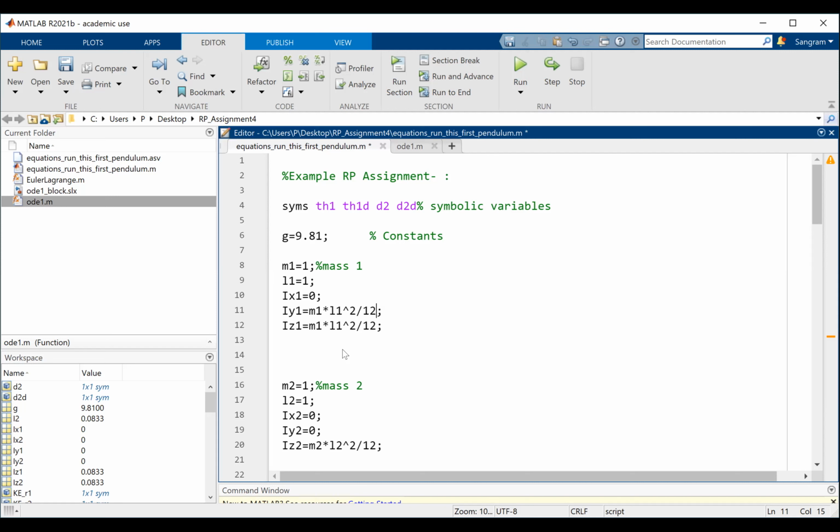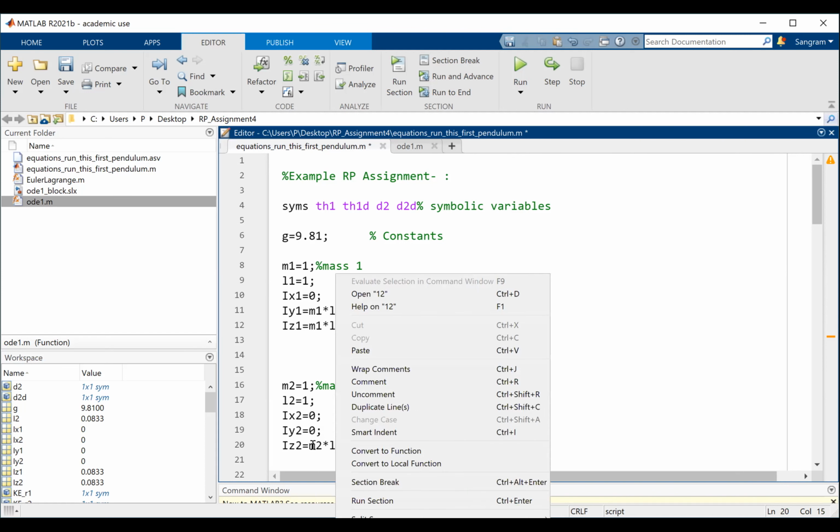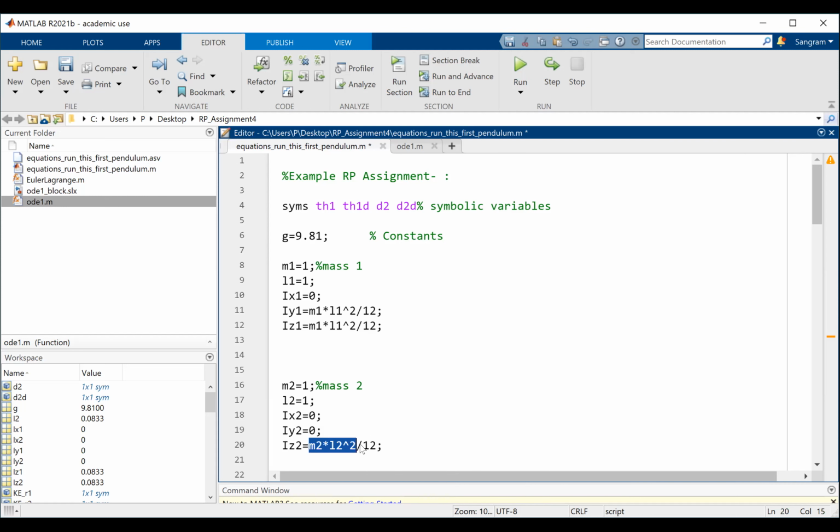You will repeat the same process for the second mass. For the second mass, M2 I've assumed to be 1 kilogram. L2 I've assumed to be 1 meter. Ix2 is 0. Iy2 is going to be the same as this one. Copy.